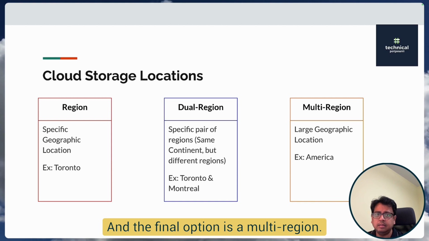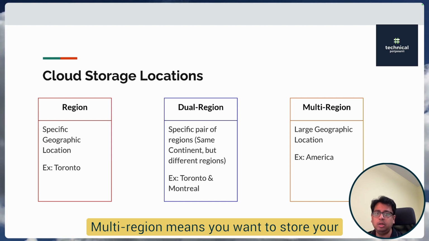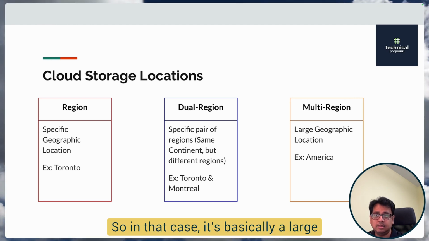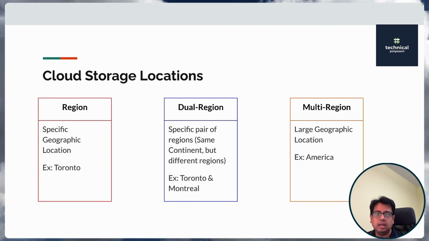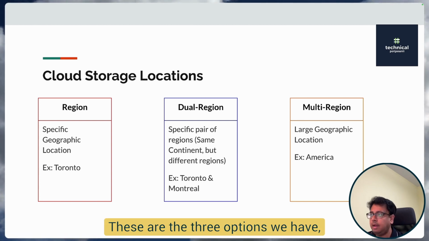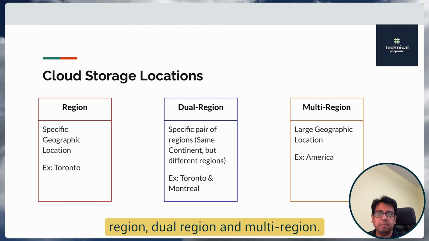And the final option is a multi-region. Multi-region means you want to store your data and make it available across the globe. In that case, it's basically a large geographical location, for example, America or Asia or UK. These are the three options we have: region, dual region, and multi-region.